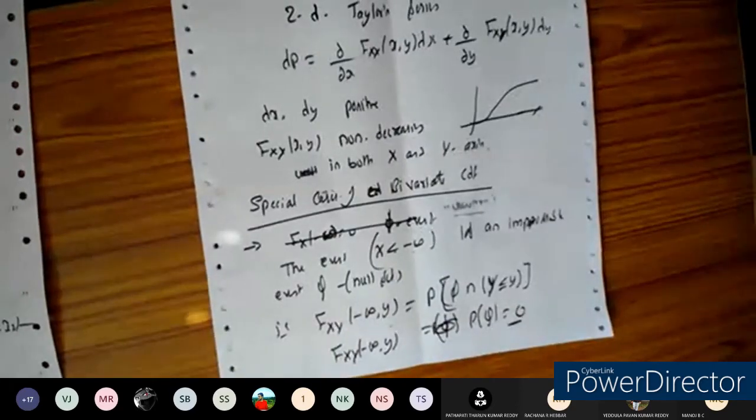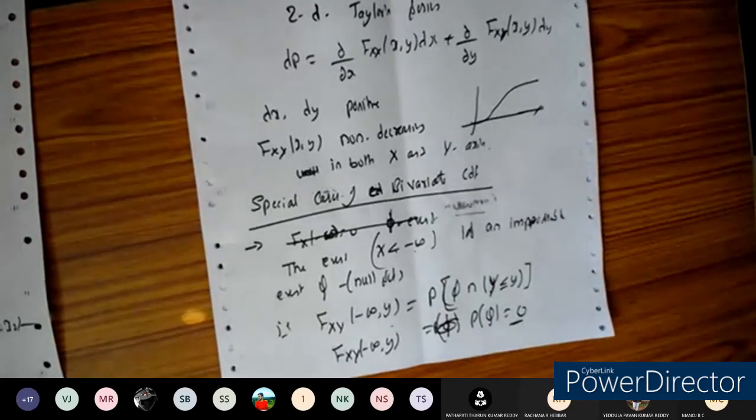This is the same as one of the properties of the CDF we have seen, that is FX of minus infinity is equal to 0.